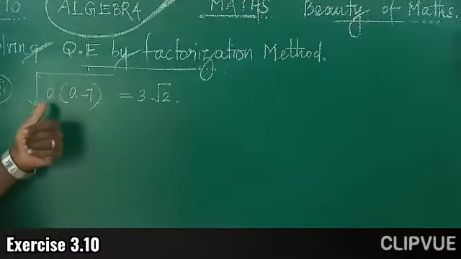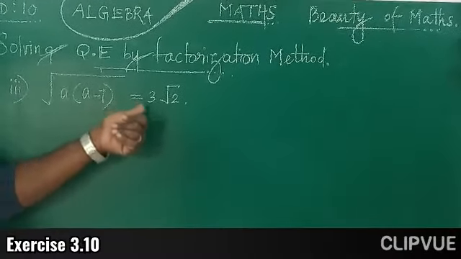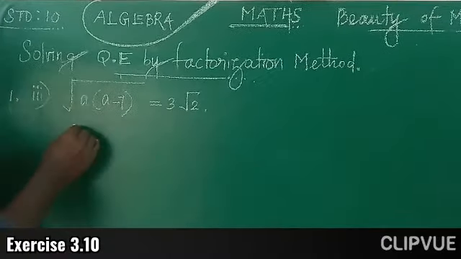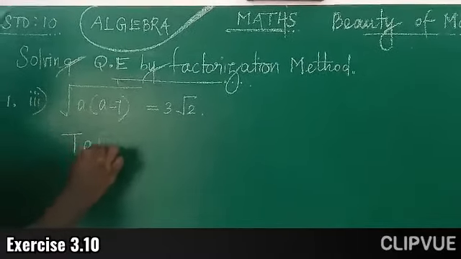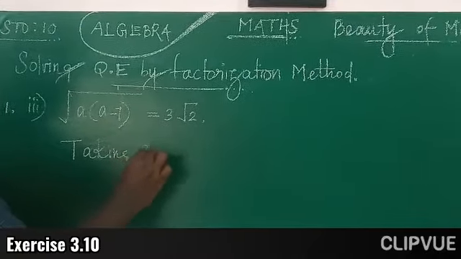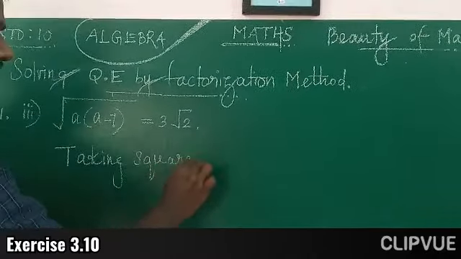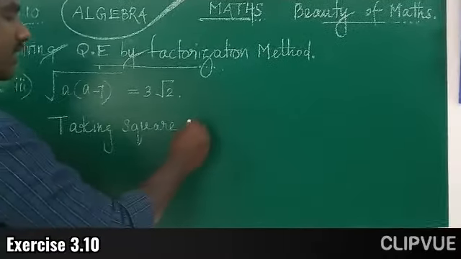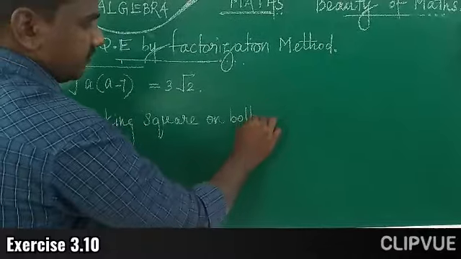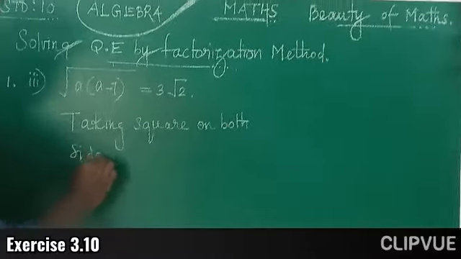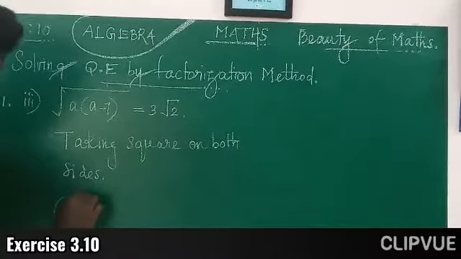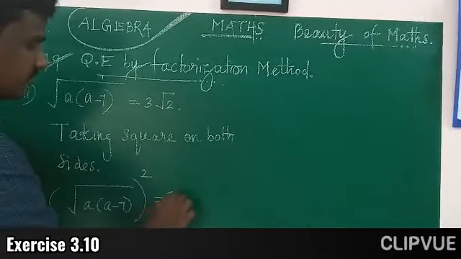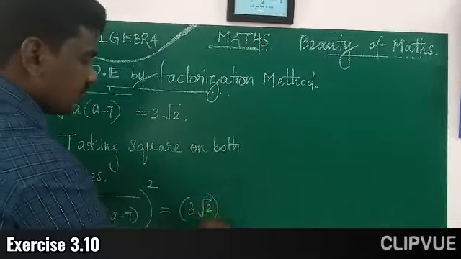The question is square root of a minus 7 is equal to 3 root 2. So first we are going to take square on both sides. Why? Because it is not in the standard form of quadratic equation. So now we are going to follow these steps. First taking square on both sides: square root of a minus 7 the whole square is equal to 3 root 2 the whole square.